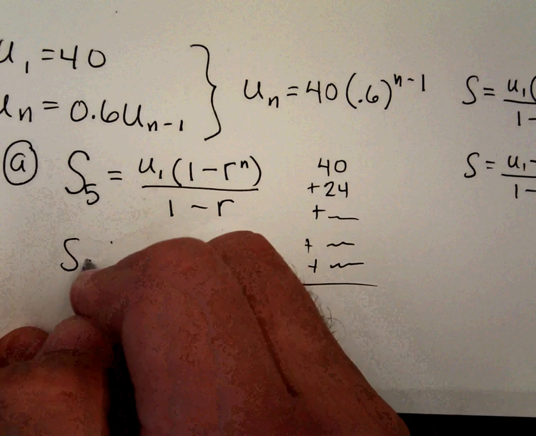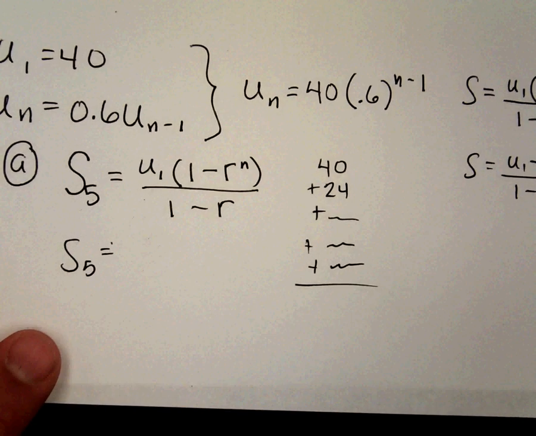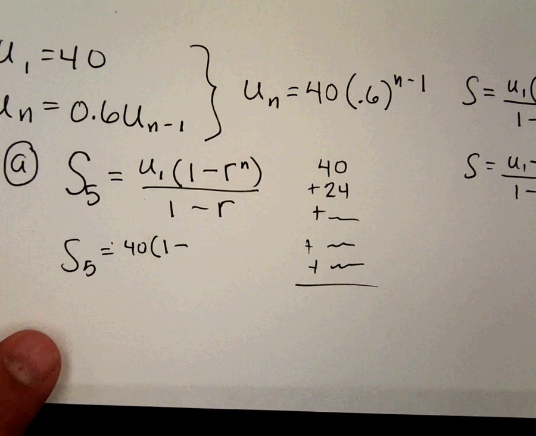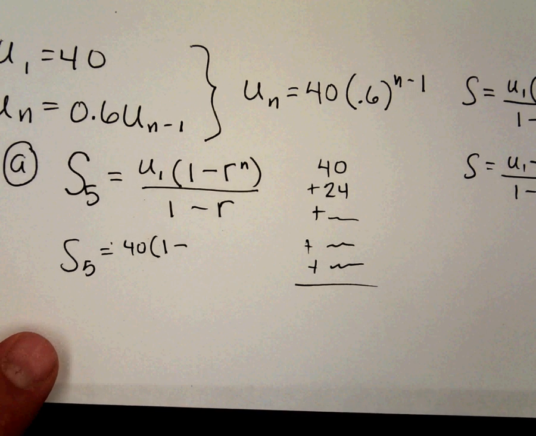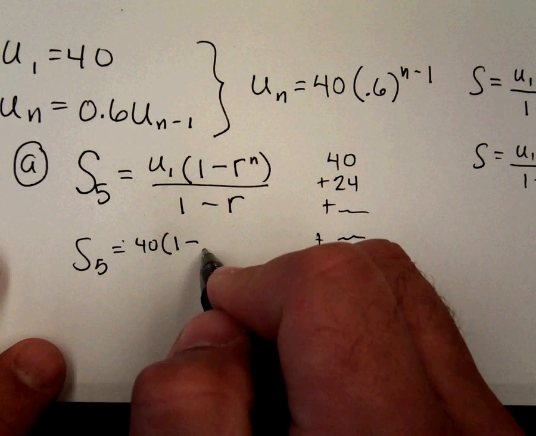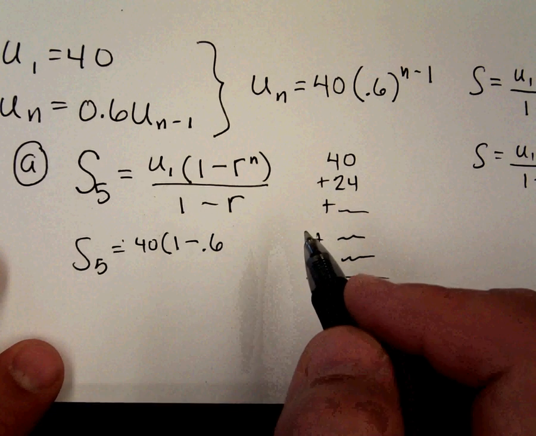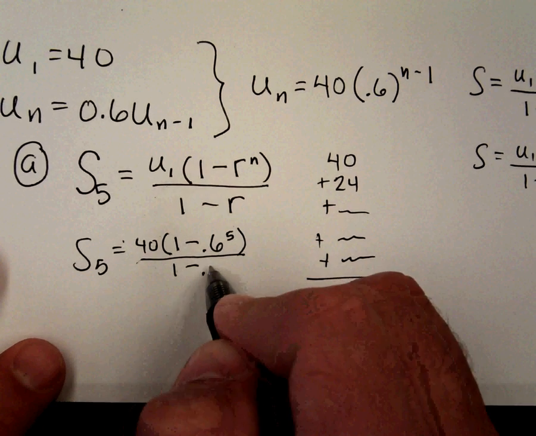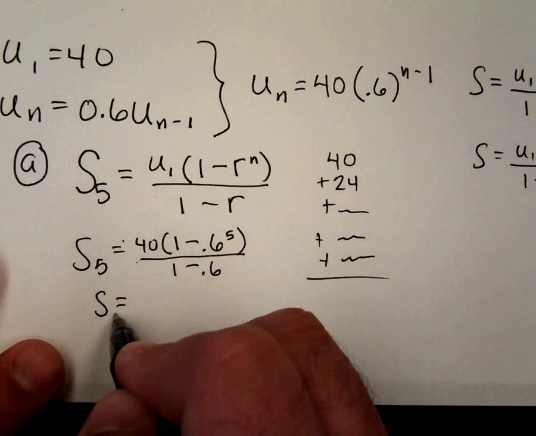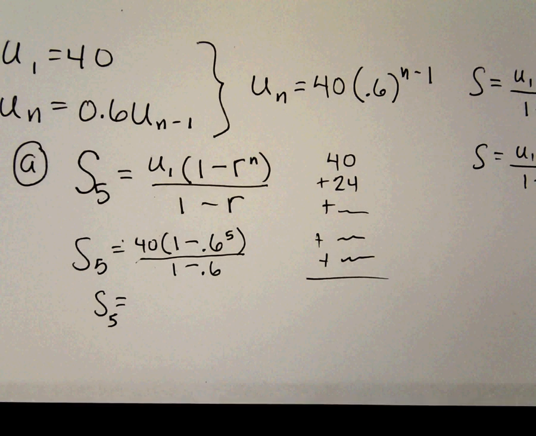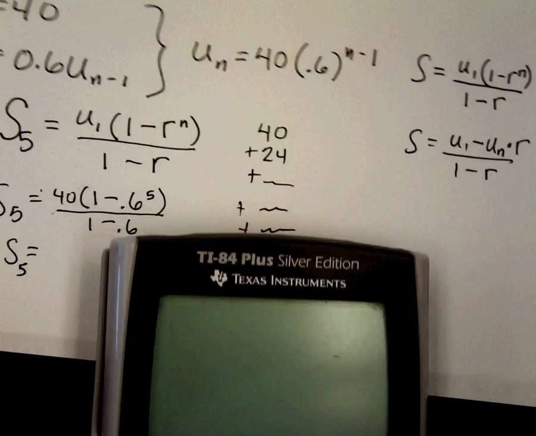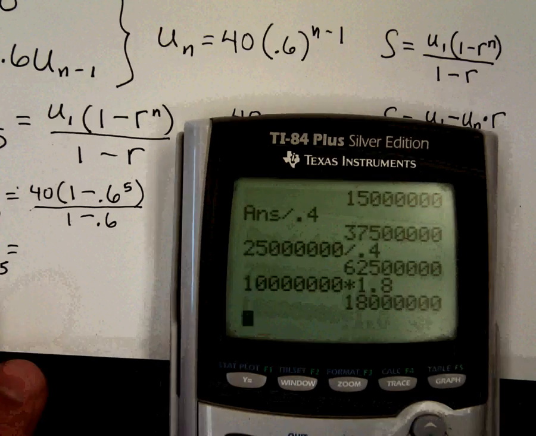So you take the first term, which is what? 40, times 1 minus, what's our r? 0.6, the common ratio. How many terms? There's your exponent. All that over 1 minus 0.6. Now, the sum of these 5 terms would come from that formula. So let's make sure we're all plugging it in right to make sure we get the right answer. So are you ready? Here we go.